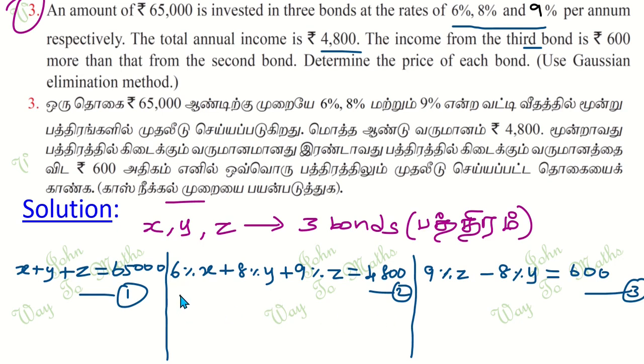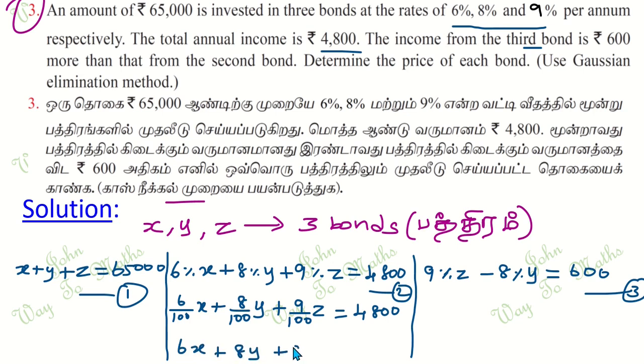So percentage means 6 by 100 x plus 8 by 100 y plus 9 by 100 z, which is equal to 4,800. So taking the common LCM and multiplying, we get 6x plus 8y plus 9z is equal to 4,800 multiplied by 100.